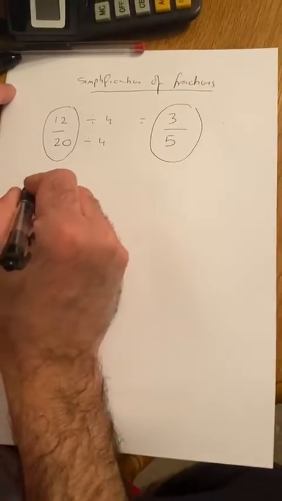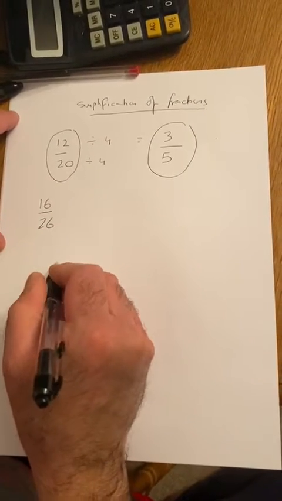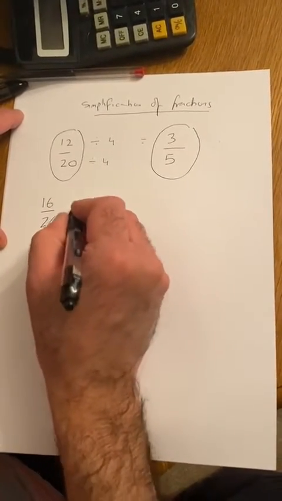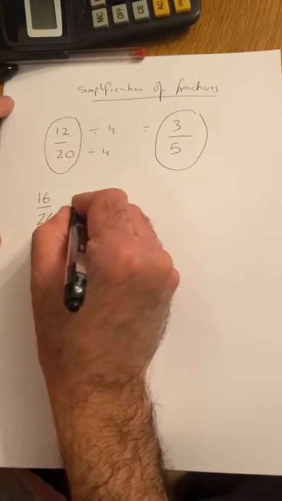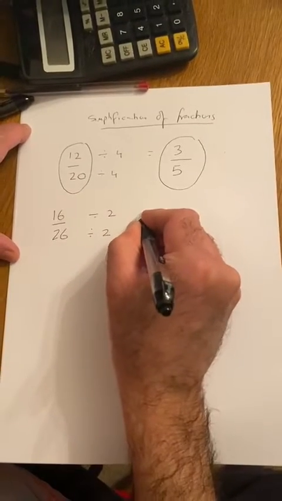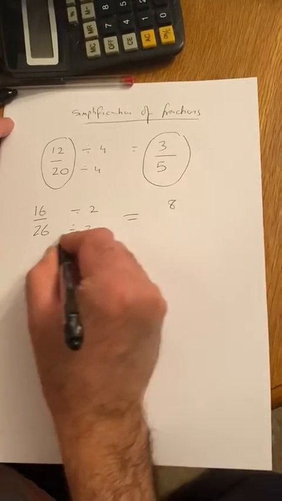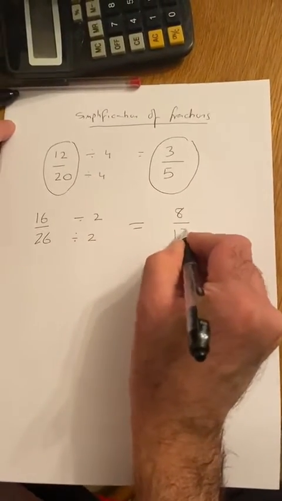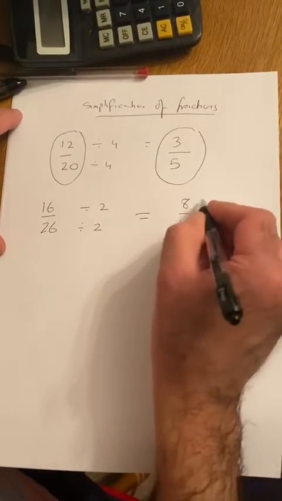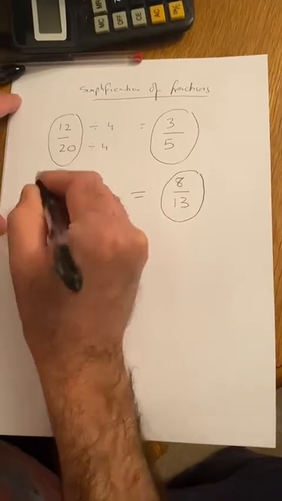Let's take another example, 16 over 26. So the same principle applies. We want to get it down to its simplest form. So let's divide the top by 2, and we do the same to the bottom. So what do we get now? We get 16 divided by 2 is 8, and 26 divided by 2 is 13. And you will notice that we cannot divide it any further down, so this represents the simplest form of the original fraction.